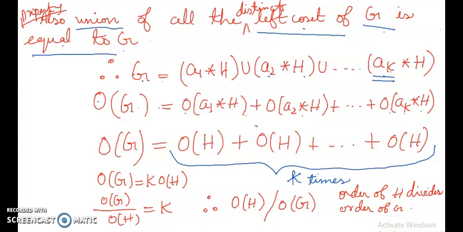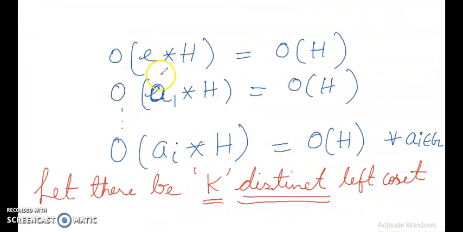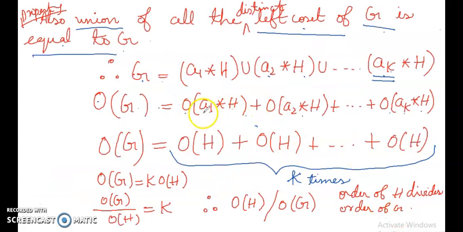Now what is order of A1 star H? Just now we discussed that order of a coset is equal to order of H, because we take elements from H. So the order of this coset is equal to order of H. We can write order of A1 star H is order of H, order of A2 star H is order of H, order of Ak star H is order of H. How many times can we take this order of H? A1, A2, Ak, so k times. So k into order of H.